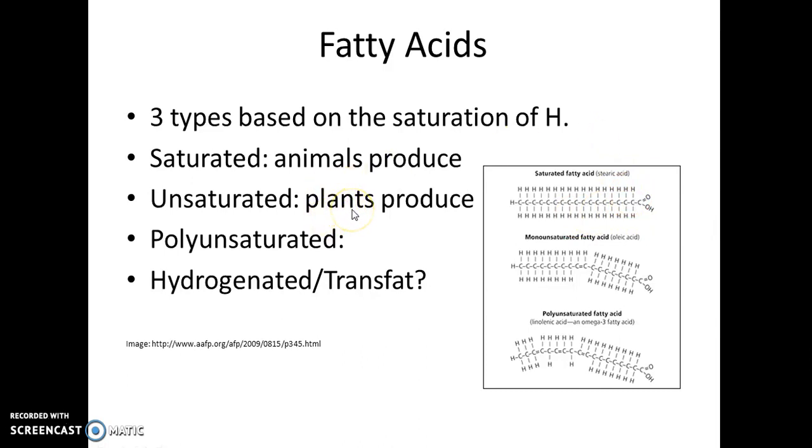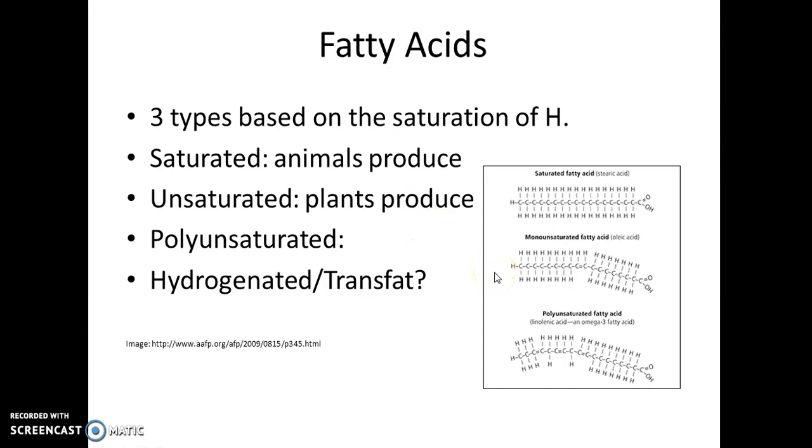Unsaturated fatty acids plants produce, so we need to consume unsaturated fatty acids. An unsaturated fatty acid is right here, and you'll notice that it's missing two hydrogens because it has a double covalent bond right there. And carbons can only form four covalent bonds. So this carbon right here, we have 2, 3, 4, 2, 3, 4. So they have the maximum number of bonds, and they are missing two hydrogens, so that is an unsaturated fatty acid.